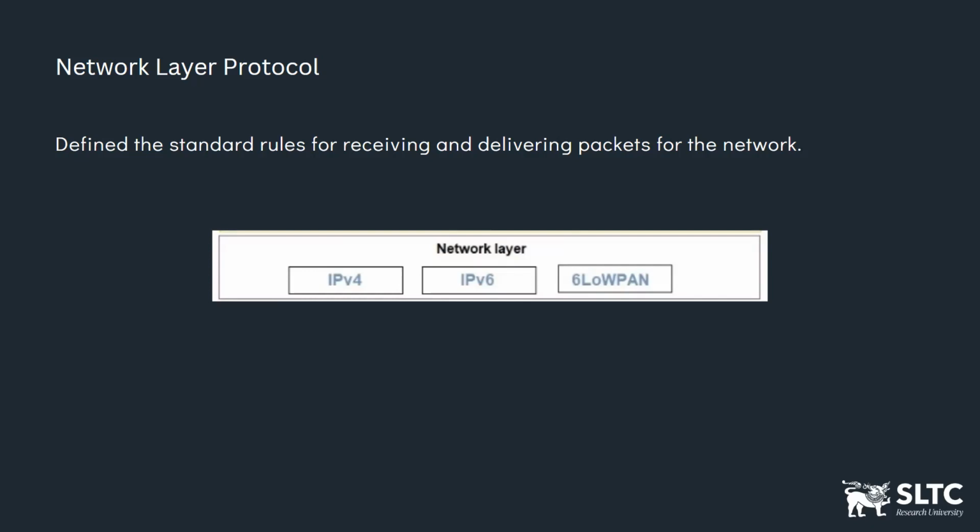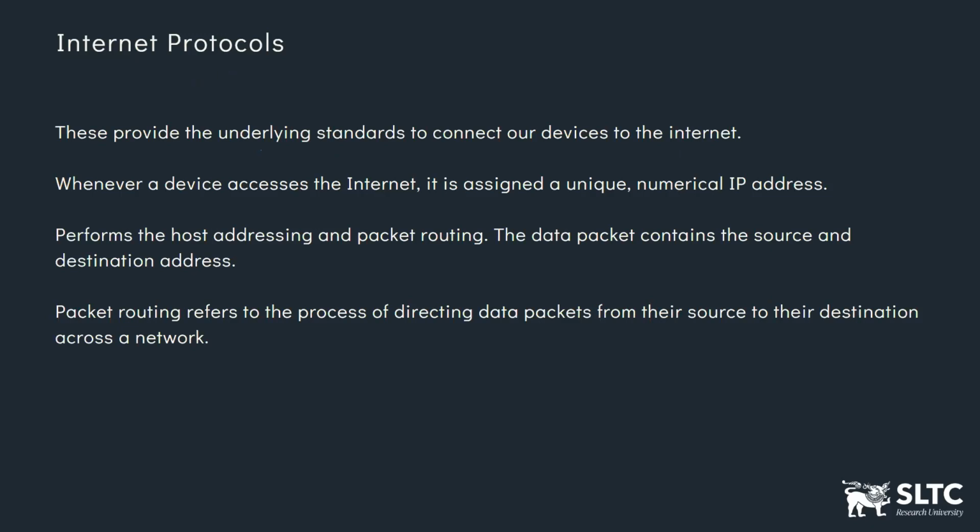When we talk about the network layer protocols, we have mainly the IPv4 protocol, IPv6 protocol, 6LoWPAN protocols, and so on. When we take into consideration the internet protocols, the IP protocols, they provide the underlying standards to connect our devices to the internet. Once our devices are connected to the internet, a unique IP address is assigned to the device. So the internet protocols are basically assigning a unique IP address to the devices, for example, in the IoT network.